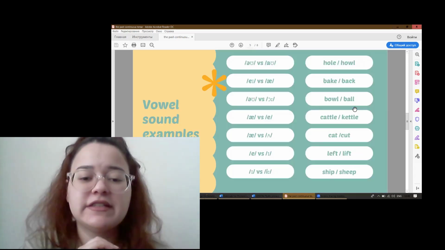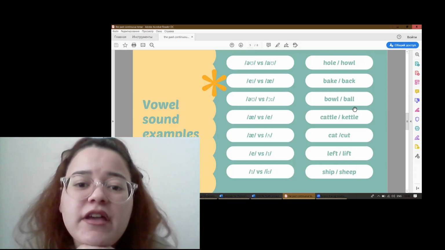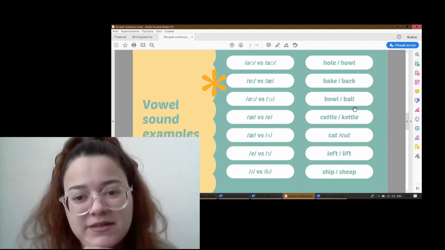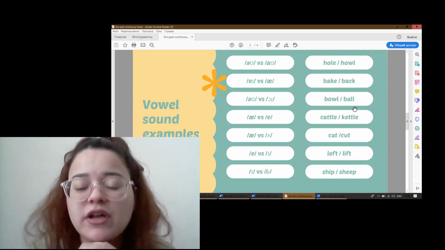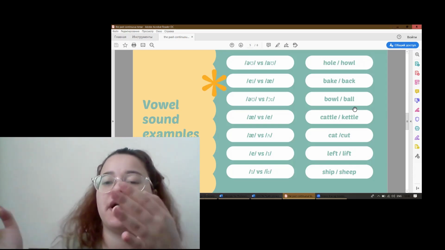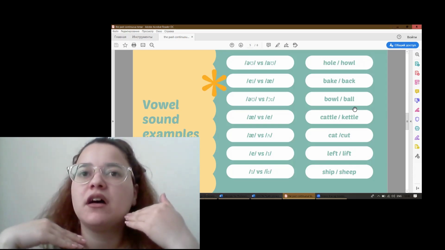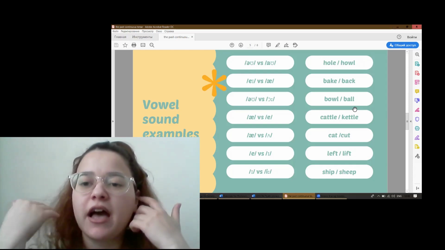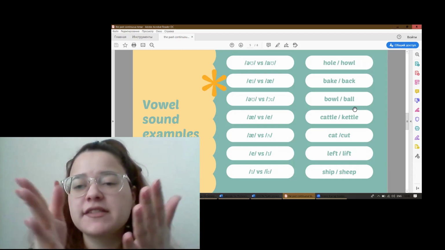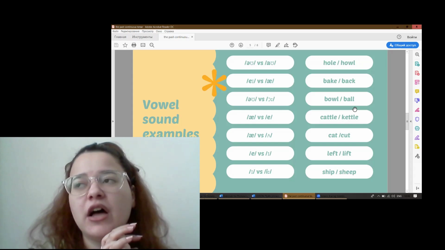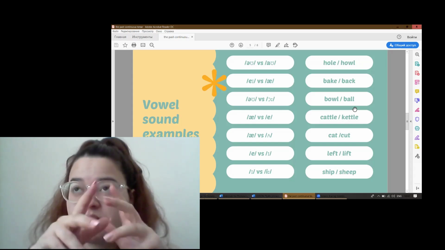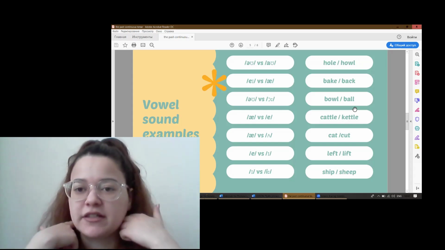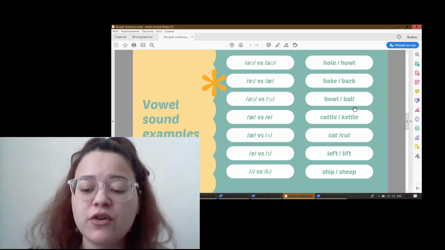And vowel sound examples. For example, guys, bake, back. Howl, hole. When I say bake or back, actually you can find the similarity absolutely freely. But when I say howl, hole, it can be so hard to understand. I say howl or hole. So you will need the sentences.